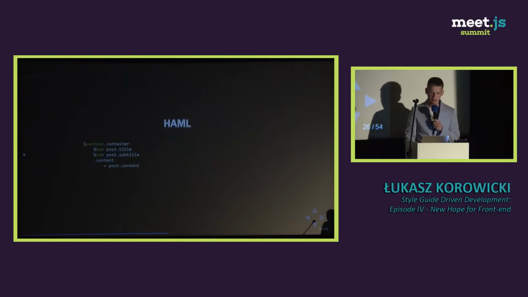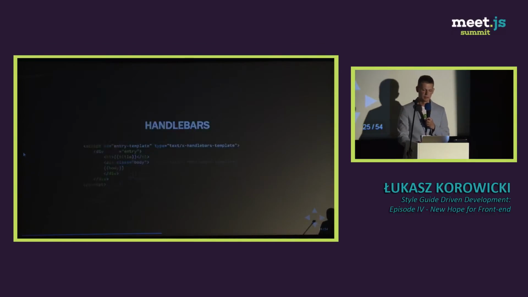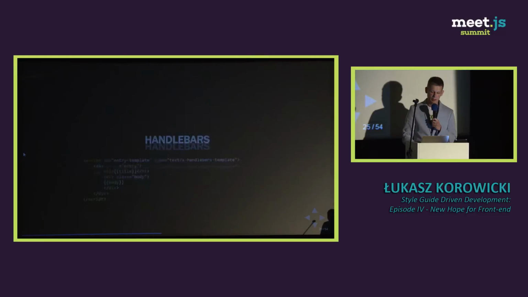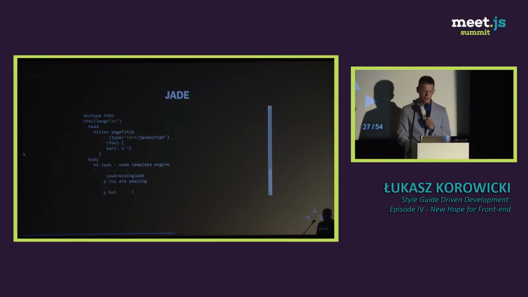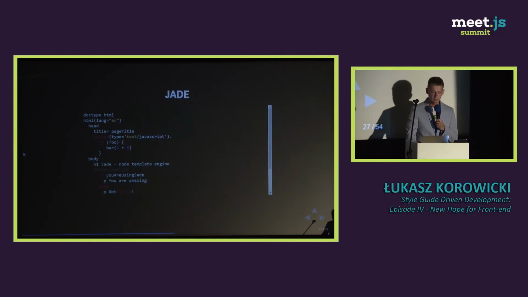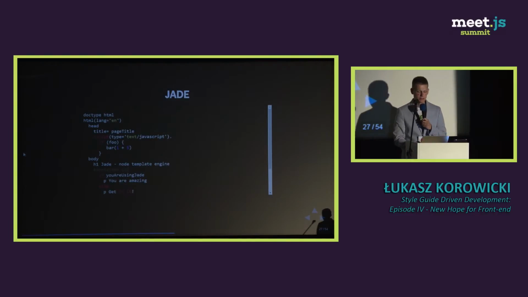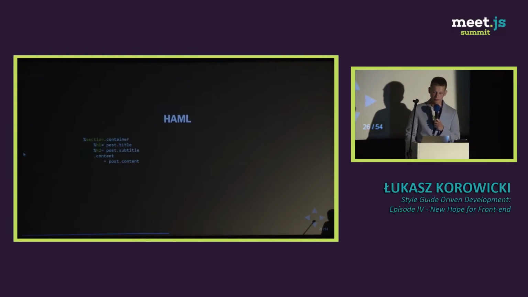We can find them. Handlebars, Mustache, and Twig are a bit similar, but Haml and Jade are totally different. So you have to decide which fits you better.